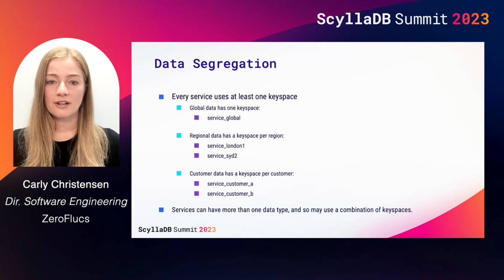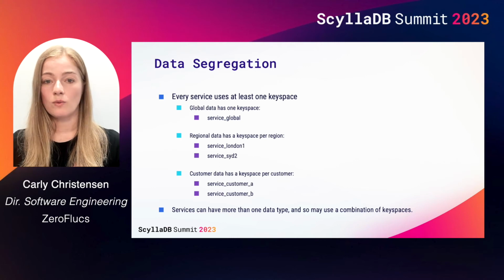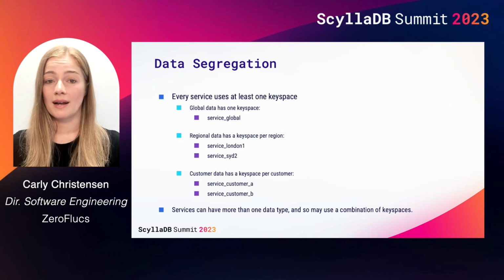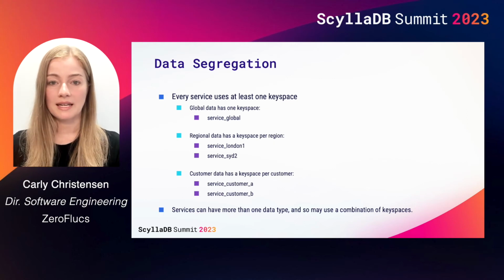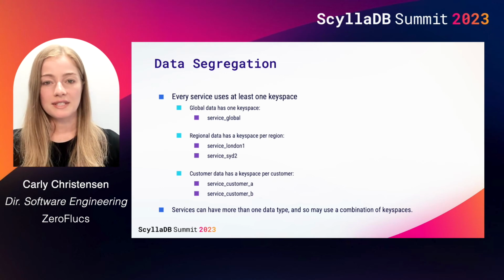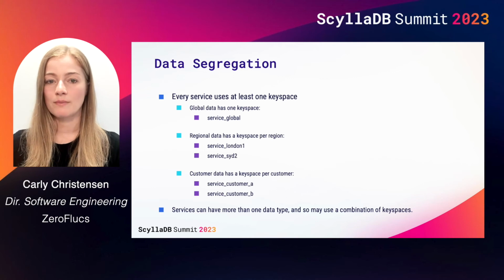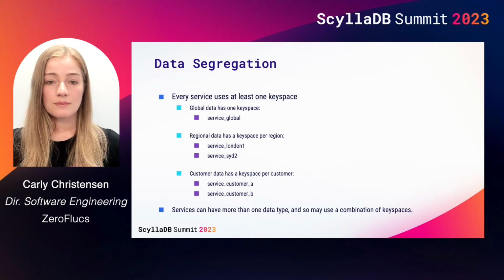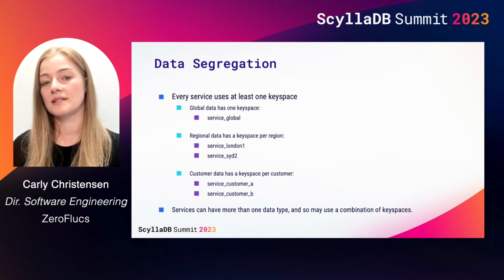So our data is segregated between services and key spaces. Every service uses at least one key space, and some of them have quite a lot. Our global data has one key space that's replicated to all of the regions. Our regional data has a key space per region, and our customer data has a key space per customer. So some services may actually have more than one type of data, and in that case, they may have both a global key space as well as customer key spaces.